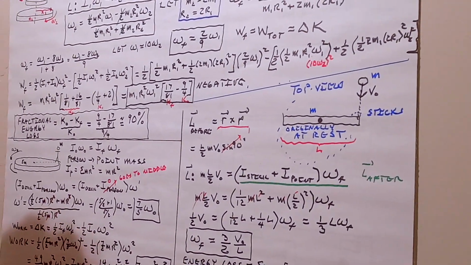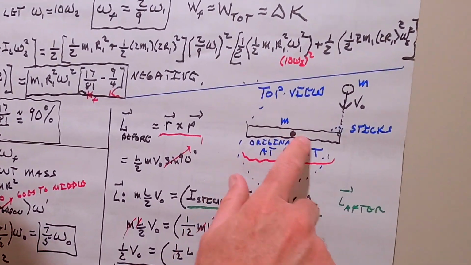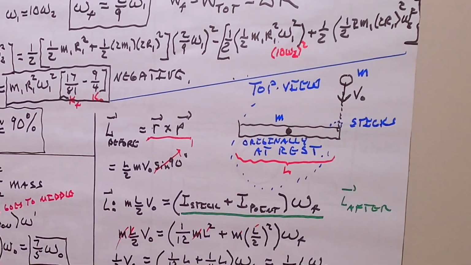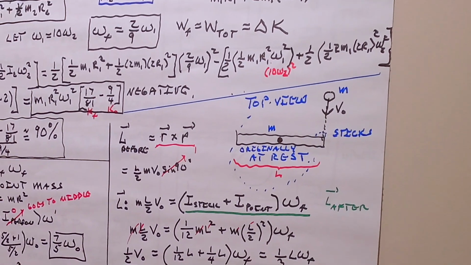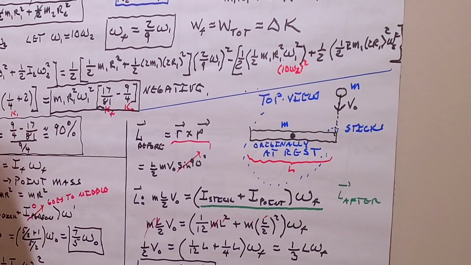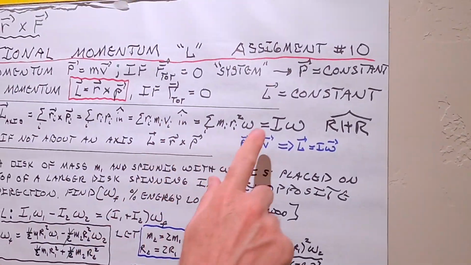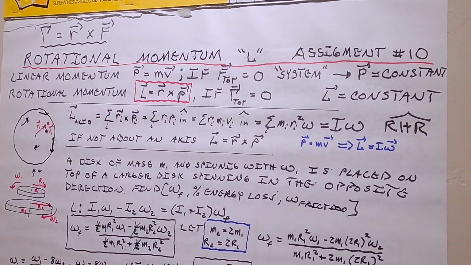Okay, just remember when an object's going in a straight line, it can have angular momentum at that point. It has no angular momentum about this point, but it does have angular momentum about that point. Why? Because it was able to give this object a spin right here. Okay, and if you're spinning on an axis, use the I omega. If you're not, use r cross p. Okay, so there's angular momentum.